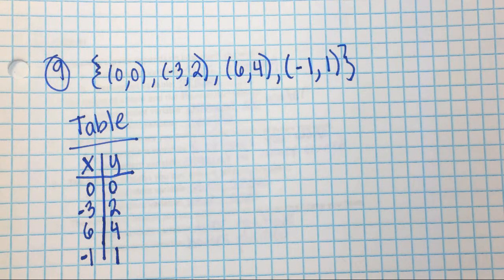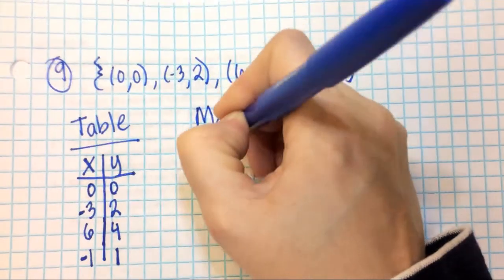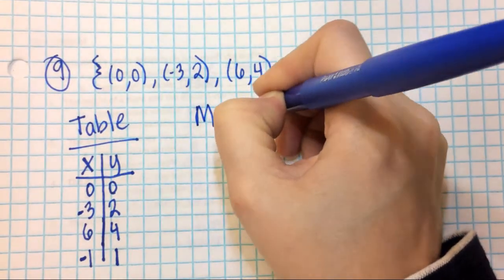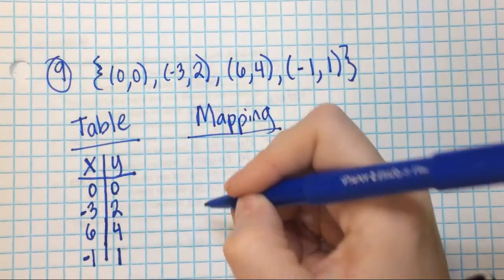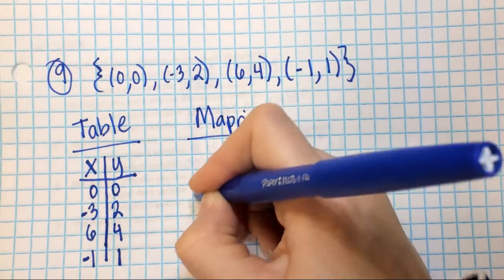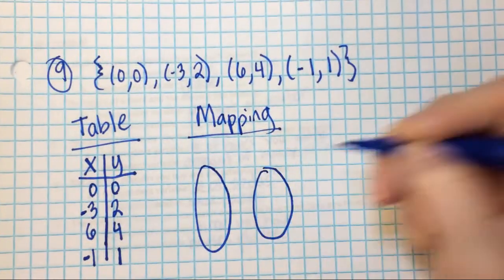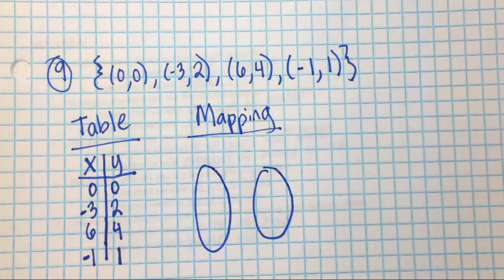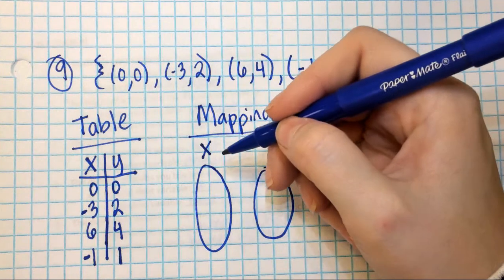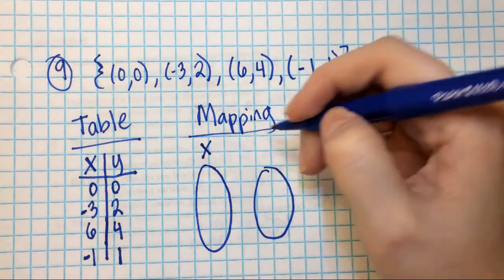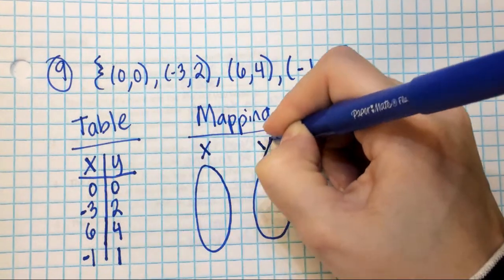So the next one I'm going to do is a mapping. This is the one you need to pay close attention to. When you do your mapping, you're going to first draw 2 ovals. And then the one on the left, you can label X. Sometimes people label it domain. You can do either. Then the one on the right, we label Y. Sometimes people label it range. It doesn't matter.